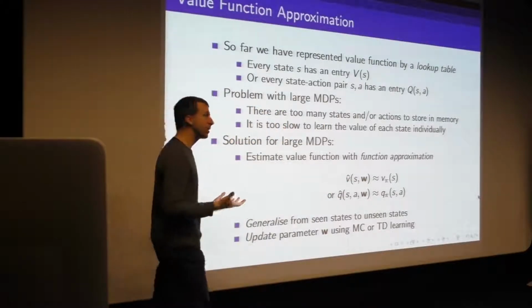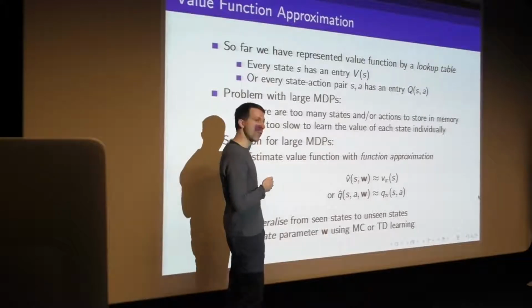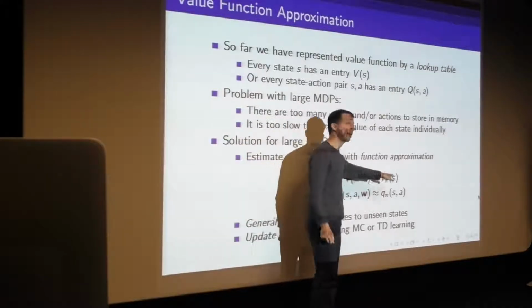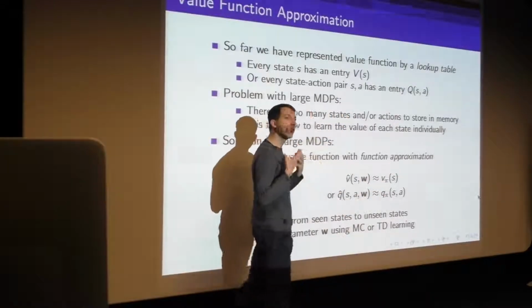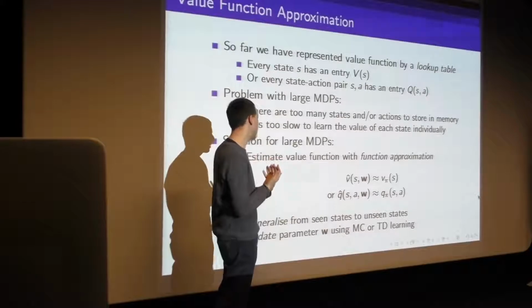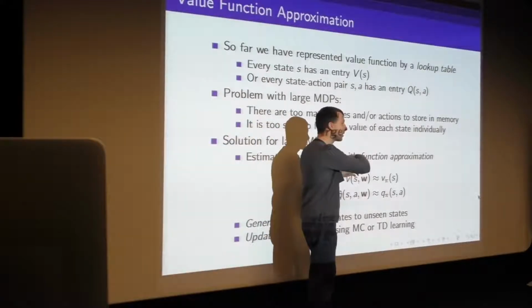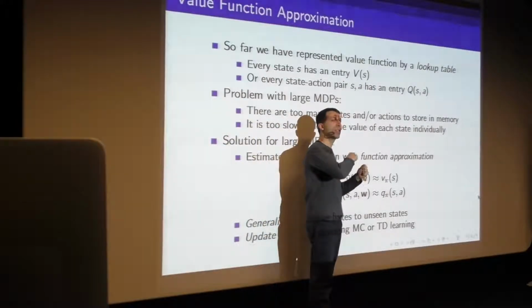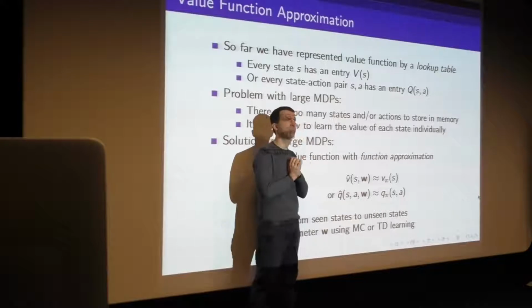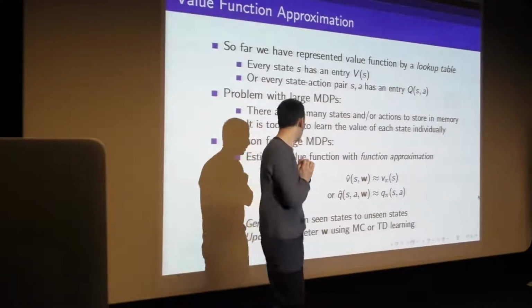And what this is going to enable us to do is not just reduce the memory. So we can reduce the memory if there's a smaller number of weights than we had states. It's not just going to reduce the memory, it's also going to allow us to generalize. And the reason it allows us to generalize is because we can fit our function to states that we've seen, and we can generalize to states that we haven't seen by querying our function approximator at points that we've never actually seen so far.